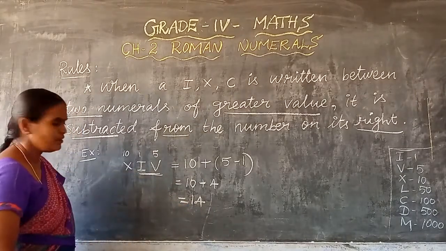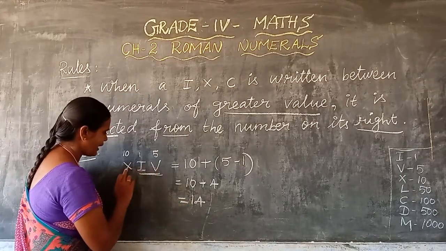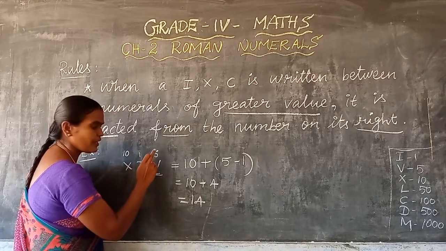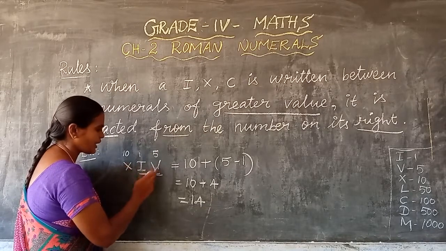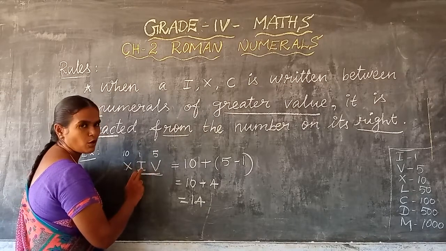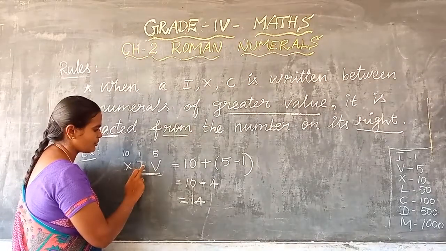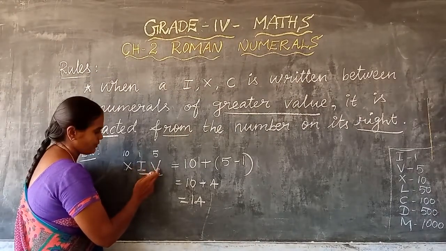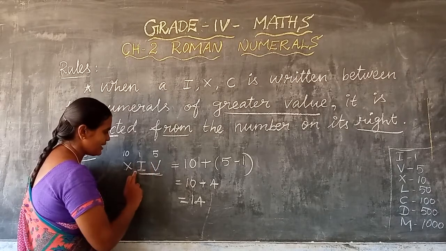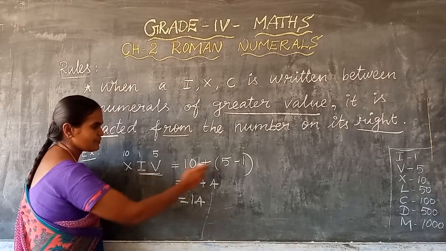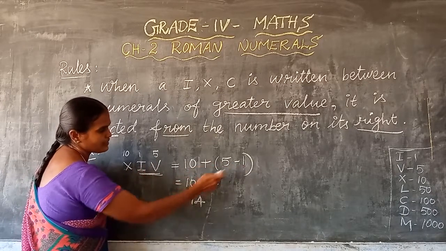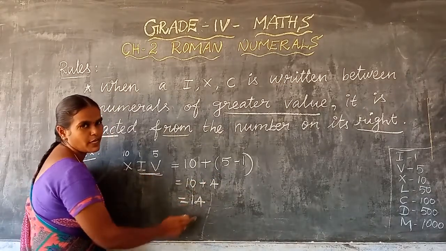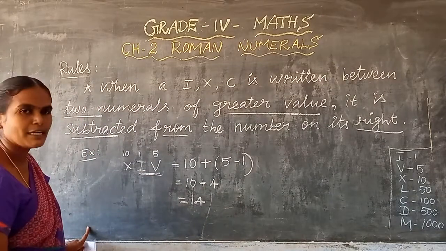So this example, XIV, value of X 10, value of I 1, value of V 5. Here two greater numbers, middle smaller number. So middle smaller number means you take right side number, find the subtraction. So X value 10 plus IV. IV means 5 minus 1. So 10 plus 4, 14. XIV value 14. So this one copy in your classwork note.